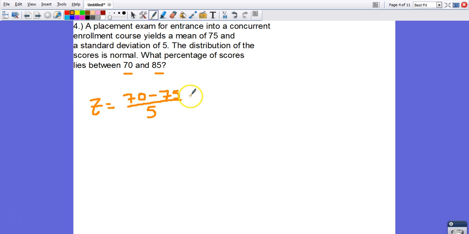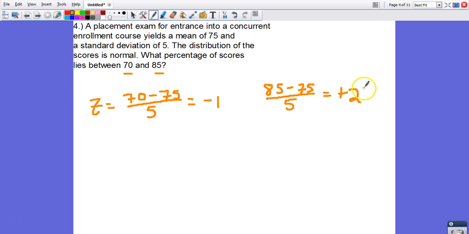And 70 minus 75, negative 5 divided by 5 equals negative 1. I'm doing this in my head. I hope it comes out correctly. Oh, 85. So then we have 85 minus 75. That's going to be positive 10. Divide that by 5. You're going to get positive 2.